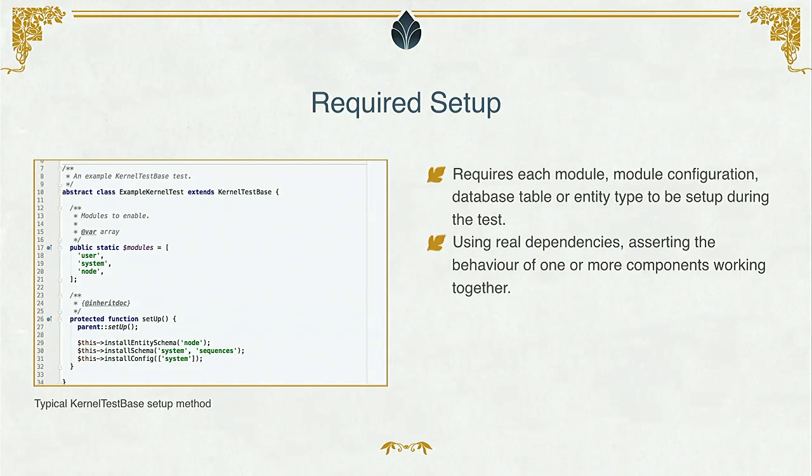The first one basically instructs the test class that you plan on creating an entity or using an entity during your test. The next one's install schema. That's if a module provides a table that you need to use as part of the test. In this case, it's the sequences table from the system module. And the last one is install config. So any config in that config install directory, if you need to actually use that config as part of your test, you have to specify that as well. And it's kind of a small trade-off to make just based on how fast these tests actually run.